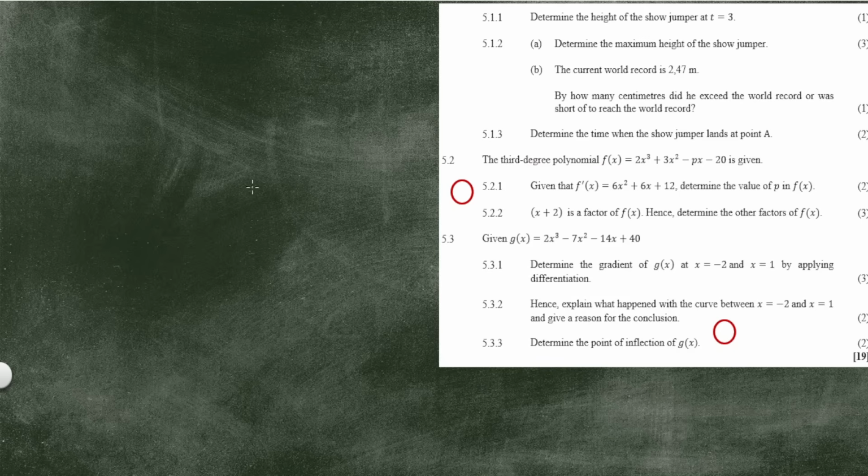Okay, next up 5.3. Lana, we are talking about a cubic here. Another cubic. So we are given this. Determine the gradient of g at x equal to minus 2 and x equal to 1 by applying differentiation.